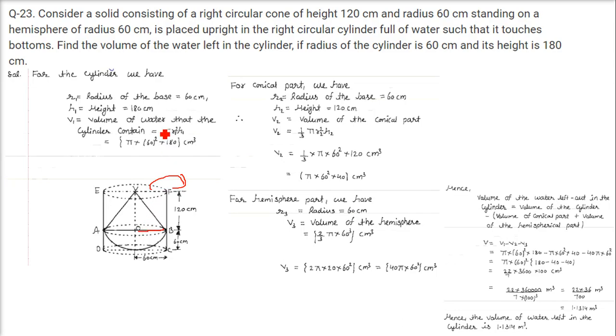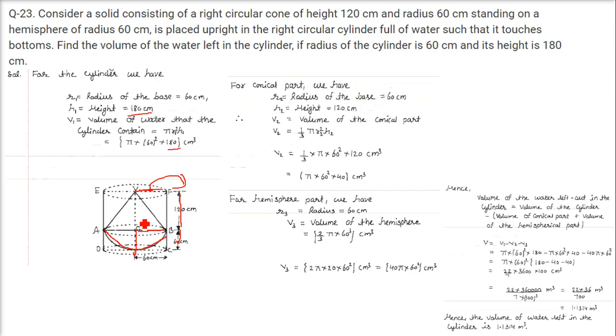So for the cylinder, first of all, the radius of the base is 60. And what is the height? See, this is 120 given in the question, and this is the radius, which is also the height of this hemisphere. So this is 60. So 60 plus 120, the height is 180. So the radius of the base is 60, the height is 180. What is the volume of the water that the cylinder contains? It will be pi r square h, pi into 60 square into h.